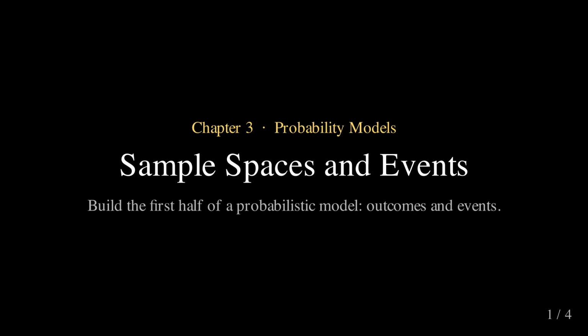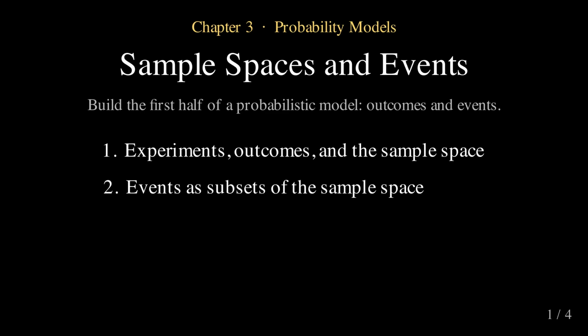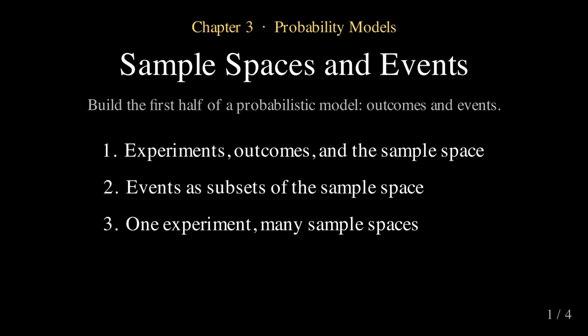We spent Chapter 2 counting outcomes. Now we build the framework that gives those counts meaning. A probabilistic model has two parts, a sample space and a probability law, and this video builds the first. In this video, we meet the experiment, its outcomes, and the sample space. We define an event. We see why one experiment can have many sample spaces. And we lay down the two rules a sample space must obey.